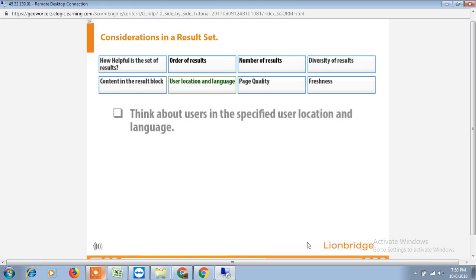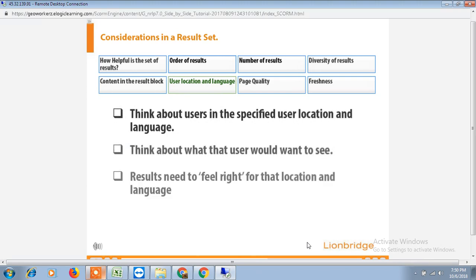User location and language. Imagine that you are a mobile user on the go in the specified user location and think about what the user would want to see. The results need to feel right for a user in that location. For side-by-side rating, think about which result set better addresses users in that location. You can refer to the general guidelines for more information on user location and language.